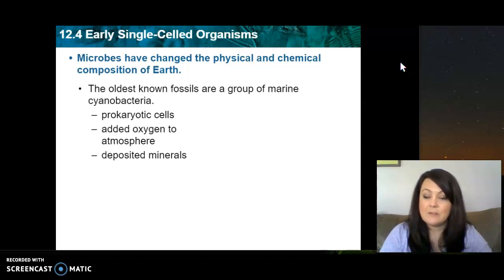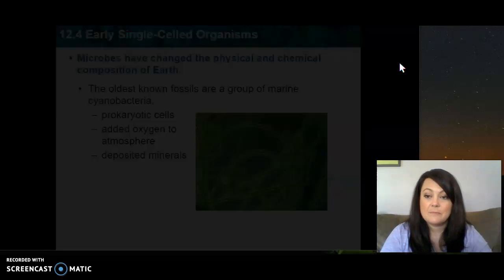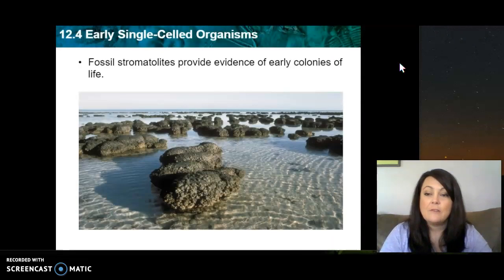Prokaryotic cells were adding oxygen to the atmosphere and they deposited minerals. And they looked much like the algae that we have today. Those cyanobacteria are responsible for photosynthesis and creating the oxygen in the atmosphere that we now have. Fossil stromatolites provide evidence of early colonies of life.